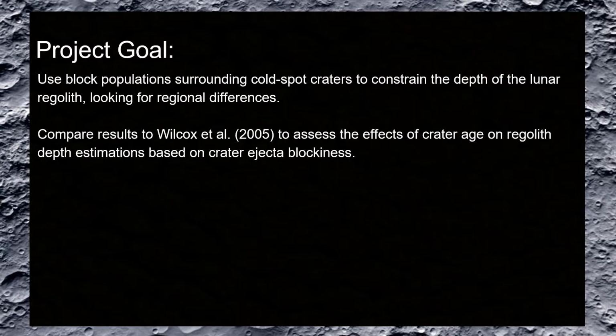Our overall project goal is to use block populations surrounding cold spot craters to constrain the thickness of the lunar regolith, and we're looking for regional differences in regolith thickness as well. We're also comparing our results to the Wilcox et al. 2005 study to assess the effects of crater age on regolith depth estimations based on crater ejecta blockiness.